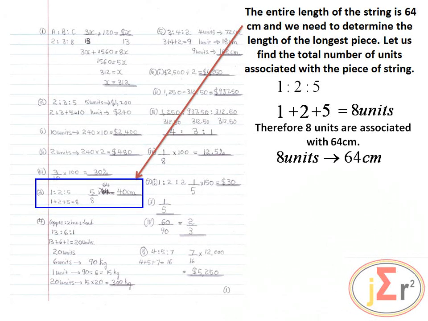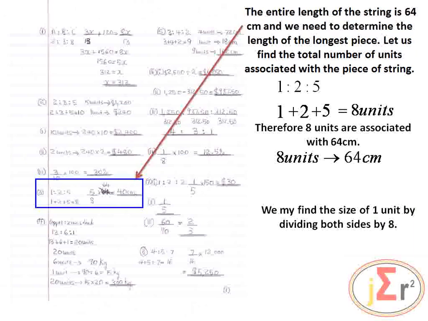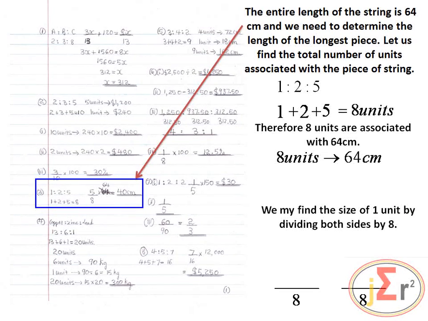8 units are associated with 64 centimeters. And we will go on and on, but it will still be the same. Find the size of 1 unit. We may find the size of 1 unit by dividing both sides by 8. 8 into 8 is 1. That gives the 1 unit, and 8 into 64 is 8. So 8 centimeters. 1 unit is equivalent to 8 centimeters.